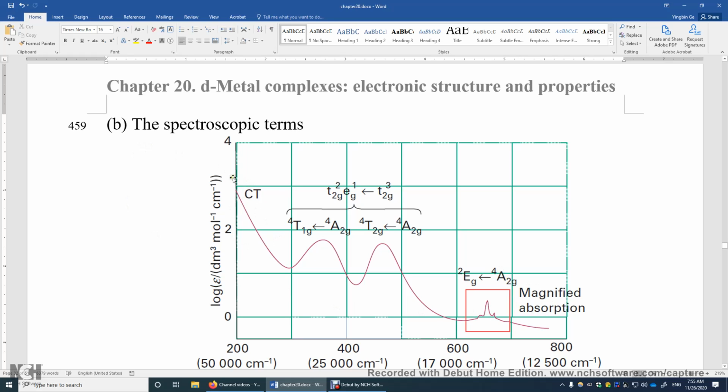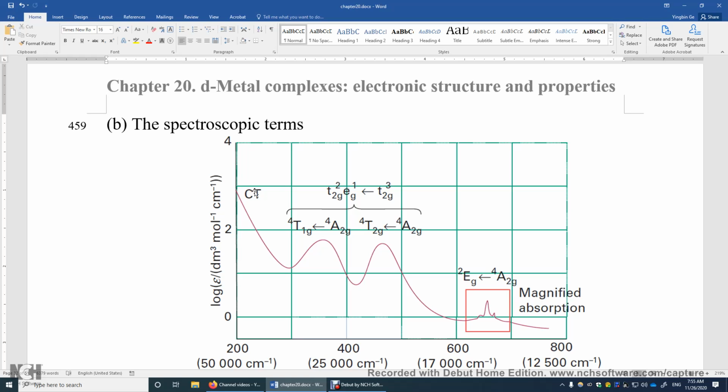Over here, there's actually another peak. It corresponds to this charge transfer motion of the electron. So in this case, either an electron moves from the transition metal to the ligand, or from the ligand to the transition metal. Either way, this charge transfer causes a significant change in the electric dipole moment in the complex.